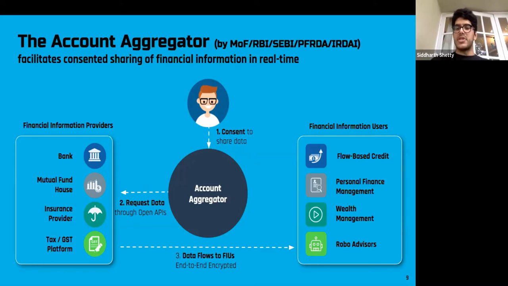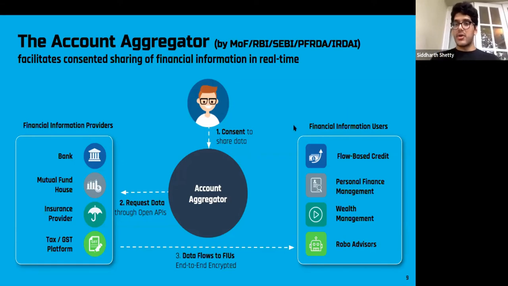Eight of them have received an approval from RBI, four have got their operational license, so they are up and running. And on the left-hand side you have where your data resides. These are called financial information providers. So it could be a bank, mutual fund depository, insurer, or even a tax system or telcos for that matter. On the right-hand side, you have financial information users. This is where you want to share your data so that you can avail of a service. It could be lenders giving you a cash flow loan.